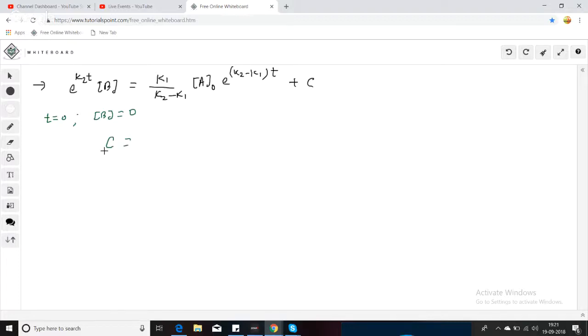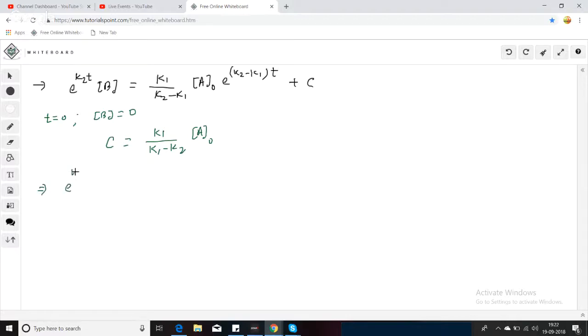Tell me the C value. See, this term will be 0. No, sorry, this term will be 0. K1 by K2 minus K1, K1 by K1 minus K2 into A naught. Yeah, K1 by K2, because Ramcharan, this will come this side, no? Yes, this side is 0. So K1 by K1 minus K2, and this C we can substitute here. Right? So here we get what?